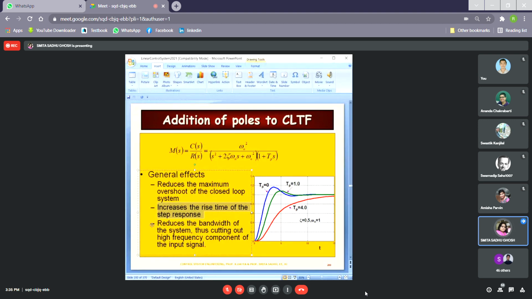And also reduction in the bandwidth of the system, thus cutting out high frequency components of the input signal. Here I have not done a separate plot for it, but you can understand what I mean. It's going to have the same trend as the plot that I showed you earlier. Of course, that case is different, this case is different, but as far as the trend is concerned, the plots are going to indicate a similar nature. So when one pole is added to the closed loop transfer function, the bandwidth reduces, and bandwidth reduces means it cuts off high frequency components of the input signals.